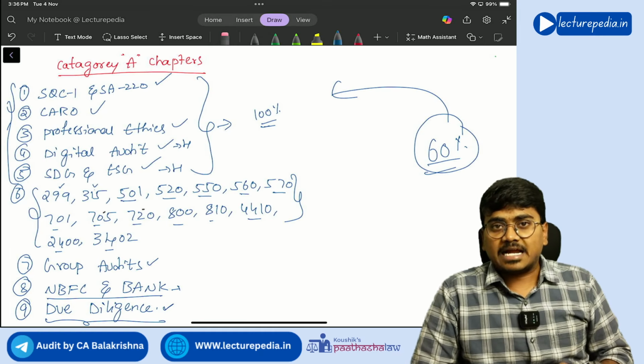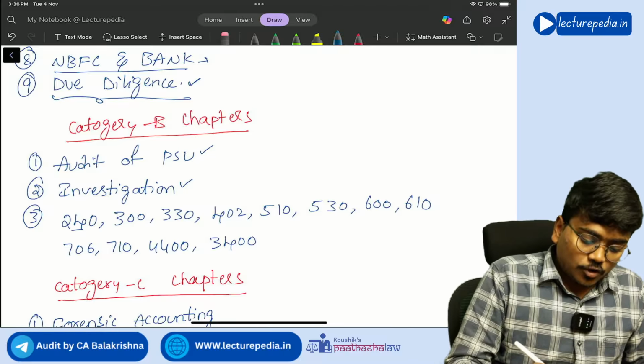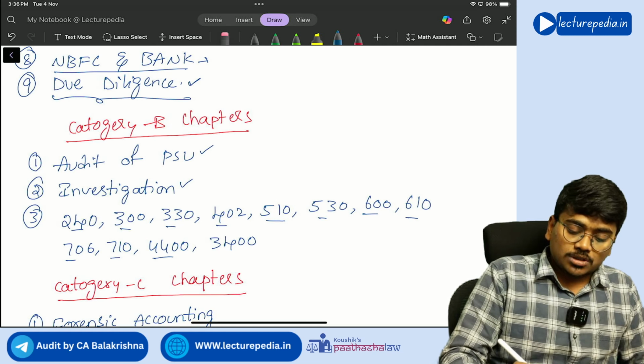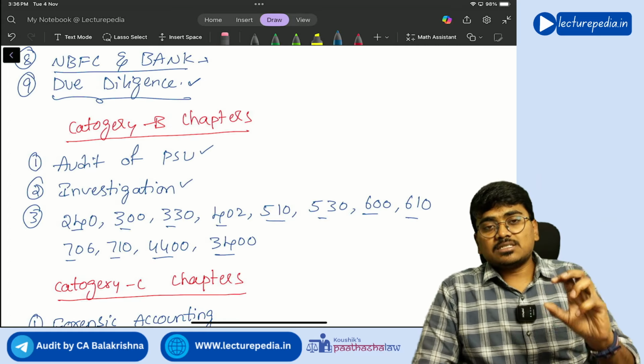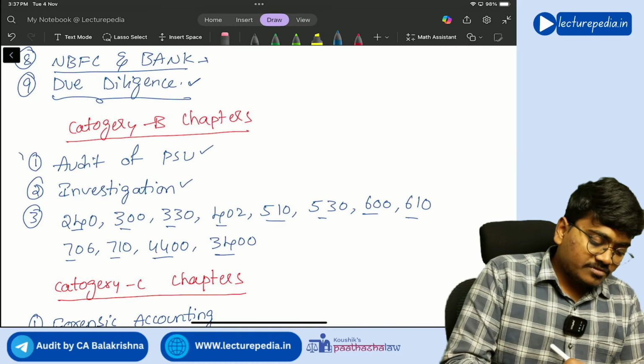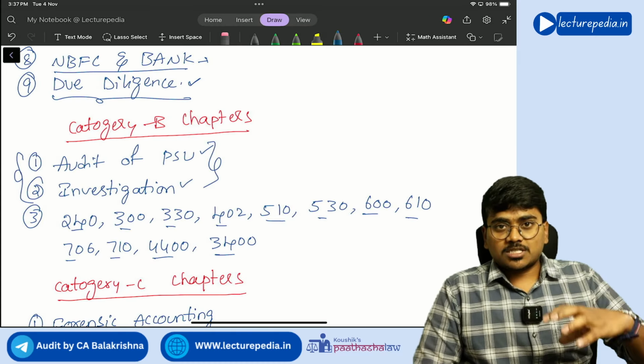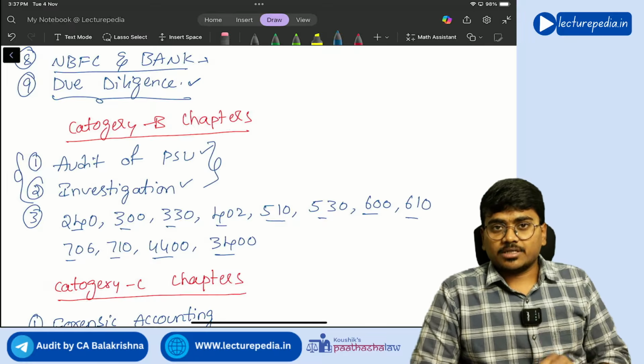See, investigation, they have been giving quite a lot of questions from investigation. So instead of keeping it in category A, I just shifted it to category B just for this Jan 26 examination. And coming to the auditing standards: SA 240, 300, 330, 402, 510, 530, 600, 610, 706, 710, 4400, 3400. So this is category B standards along with the two chapters. You need to focus on both category A as well as category B, but allocate a little less time.